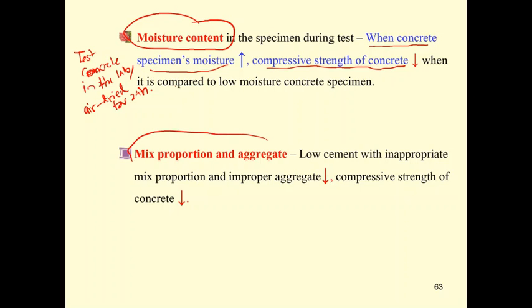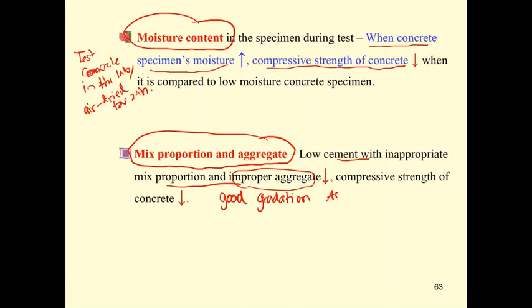Also, the mixed proportion. This is also very important, and the aggregate. Low cement with an improperly mixed proportion, with improper aggregate, that's what we are talking about with the gradation. The aggregates must have good gradation that follows the standards such as ASTM. If it follows that, it's going to be good. If not, the compressive strength of the concrete may also get lower.